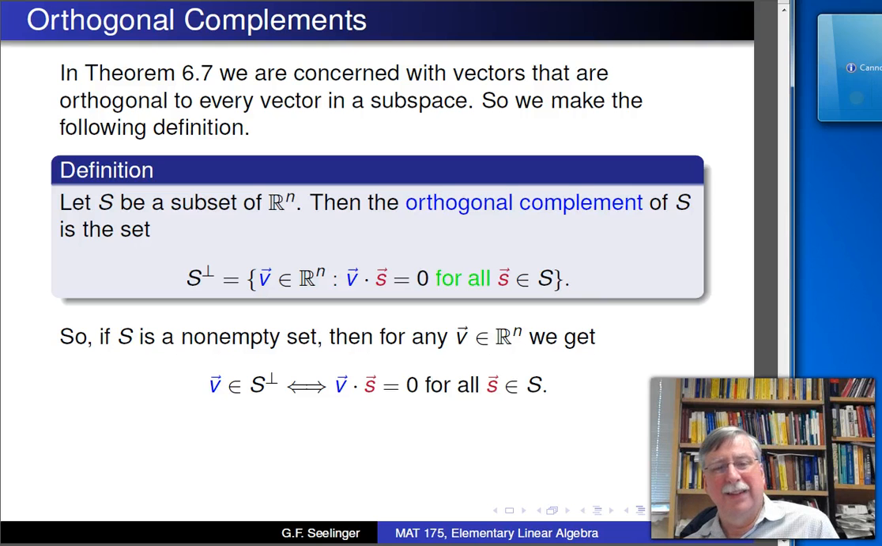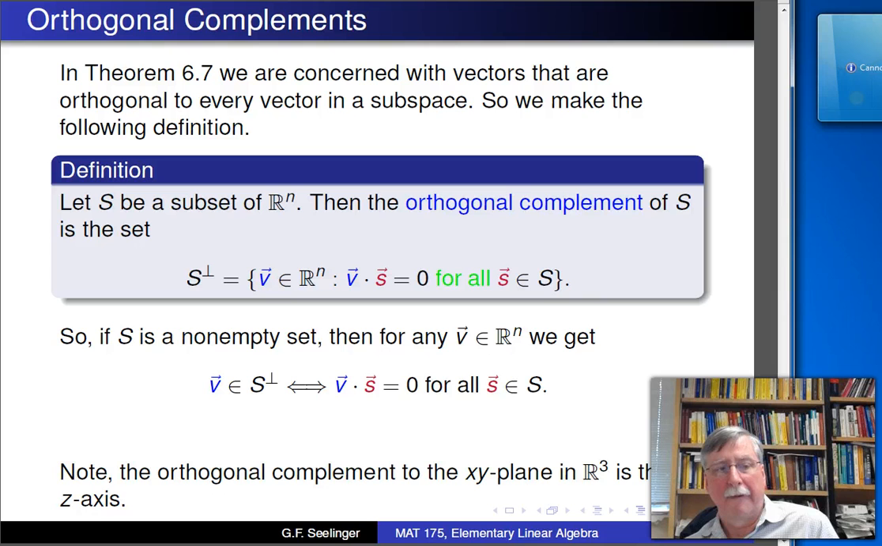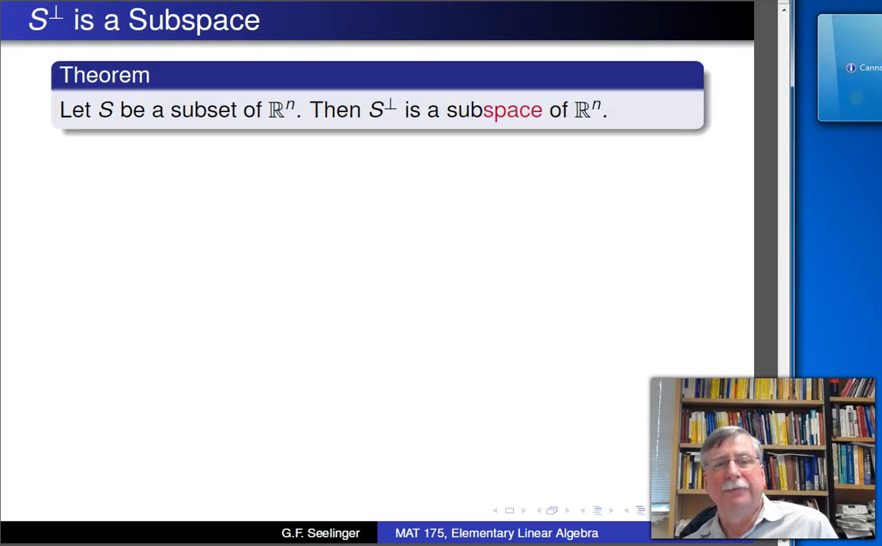And so we get this nice characterization: v is in S perp if and only if v dot s is equal to 0 for all s in my set. So for example, the orthogonal complement of the xy plane in R3 is just the z-axis. And so what we get is the orthogonal complement will always be a subspace.